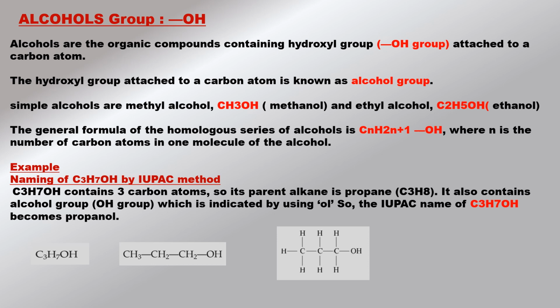The two simple alcohols are methyl alcohol, which is also known as methanol, and ethyl alcohol, which is also called ethanol. An alcohol is actually a hydroxy derivative of an alkane. So, an alcohol can be supposed to be derived by the replacement of one hydrogen atom of an alkane by a hydroxyl group.